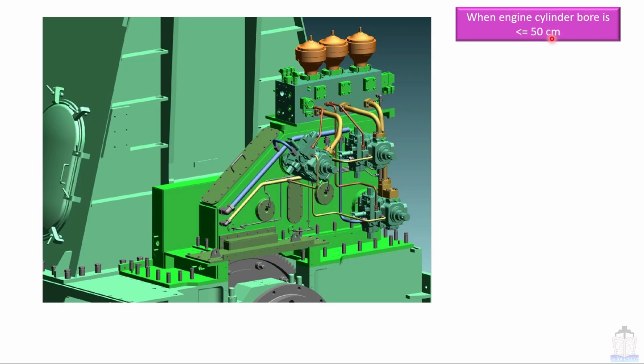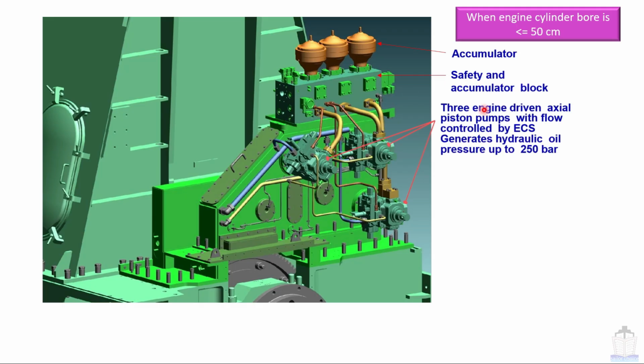I am just going to give a brief explanation of all these parts once again. This is the accumulator. This is the safety and accumulator block. All these are 3 engine driven axial piston pumps with flow control by the engine control system. They generate hydraulic oil pressure up to 250 bar. Redundancy: the engine can operate on 2 pumps. The third pump is only for redundancy purposes. That we have already talked about.